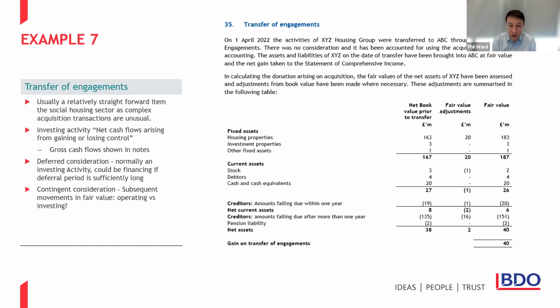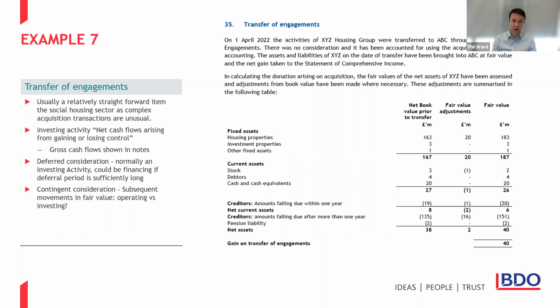So as you can see on the right hand side, this is an example of a business combination note where we've got a transfer of engagement. You can see all separately all the assets and liabilities that have come into the business, but the only one that hits the cash flow statement is the cash equivalents balance of 20, which is a cash inflow from a transfer of engagement. As I said, there's no consideration here, so there's no need for any netting off.